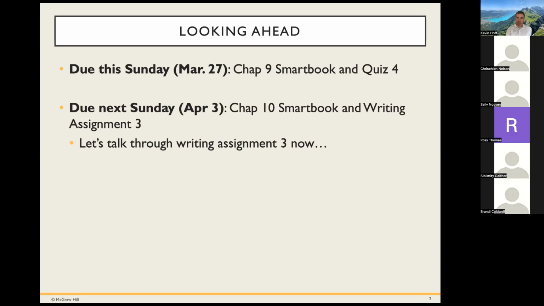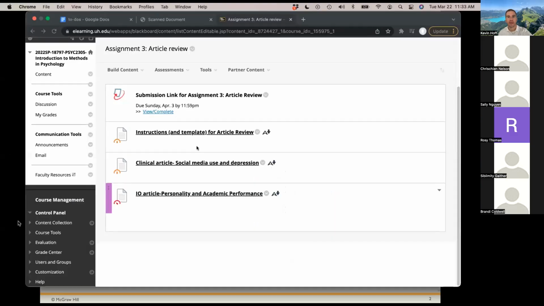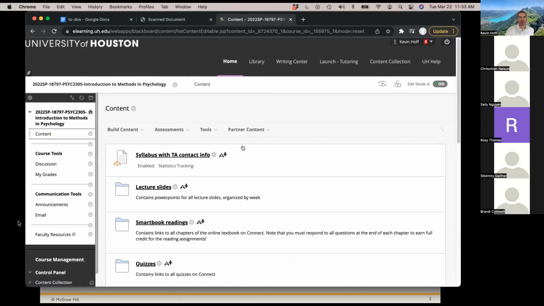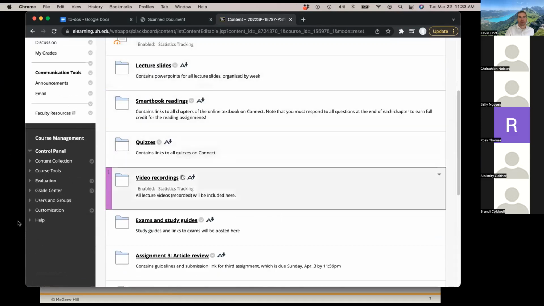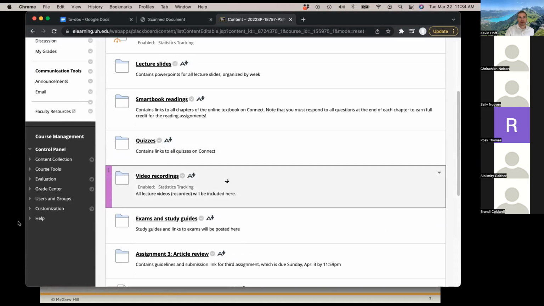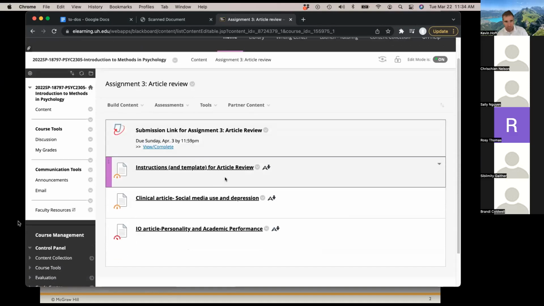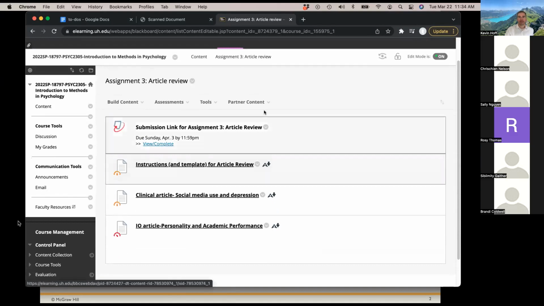And also importantly, the third writing assignment is due next Sunday. So let's talk through that. If you go on Blackboard, and everything is in this content folder always. And then for assignment 3, there's a folder that has all the important things. So basically, you're going to use this link to turn in the assignment. You don't really need to use it until you have completed it, but this is what you want to download first.